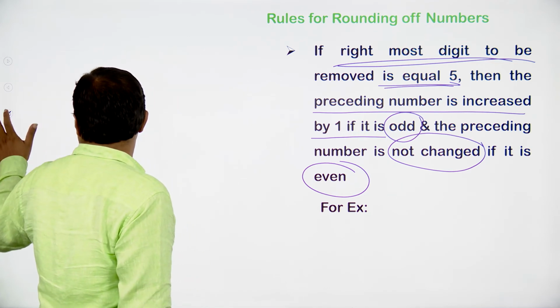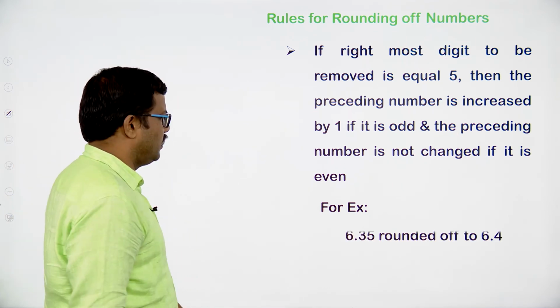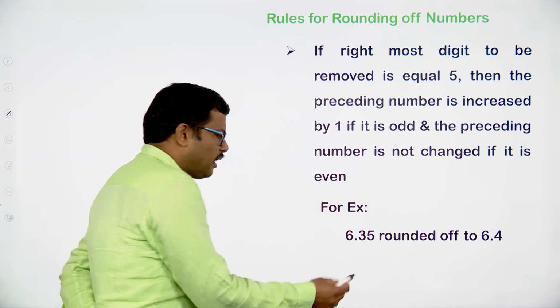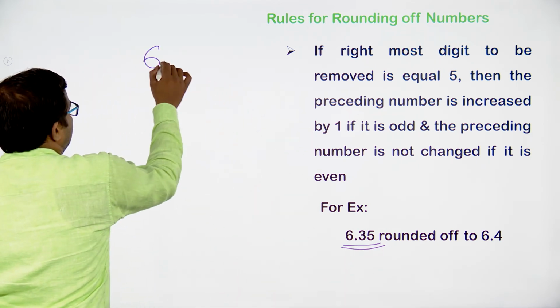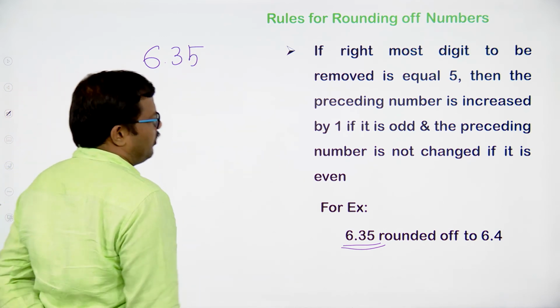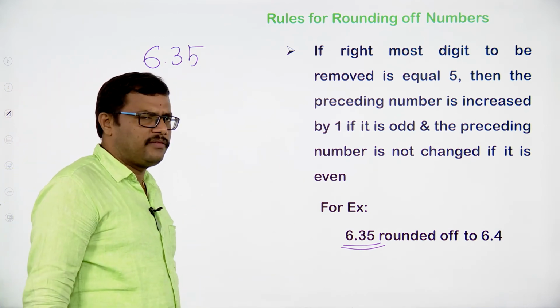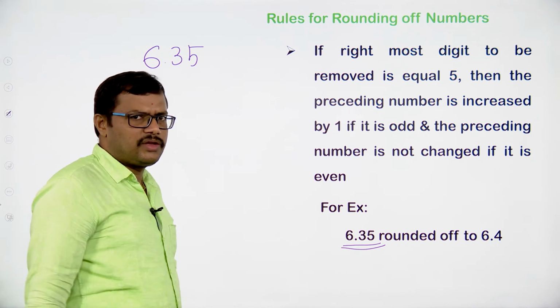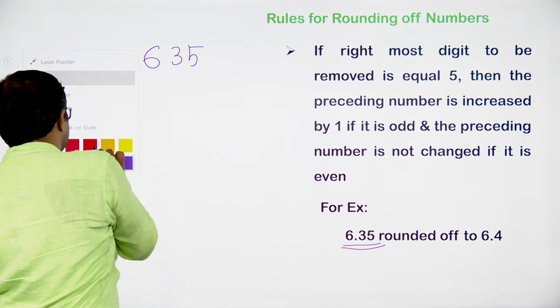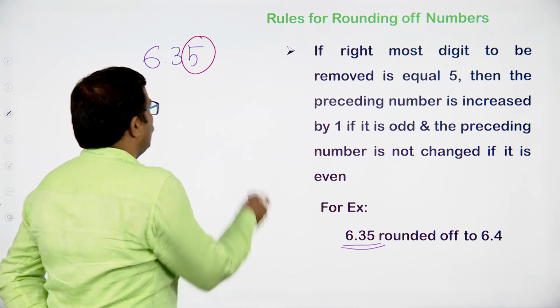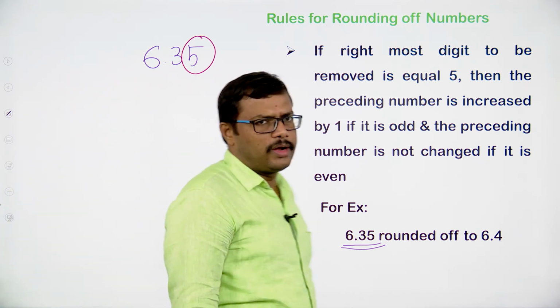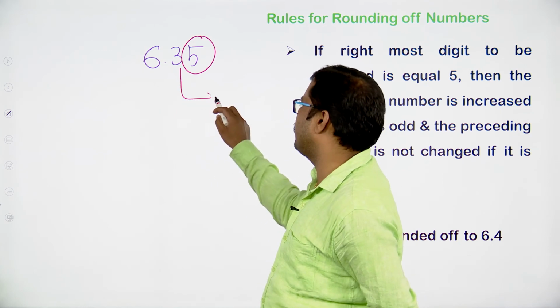Once you see the example, you will come to know how the changing takes place. For example, I have 6.35. I have to report the number with two significant figures, but this has three significant figures. So the last-most digit to be removed is 5. It is exactly equal to 5. So what is the number present before it? It is 3.